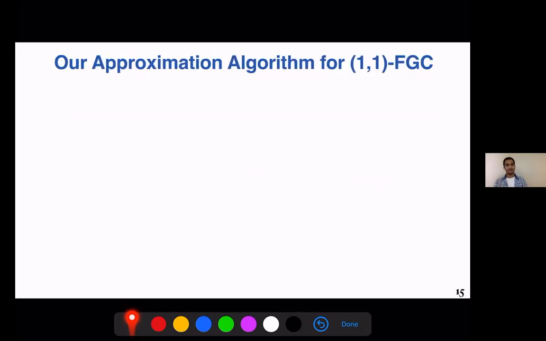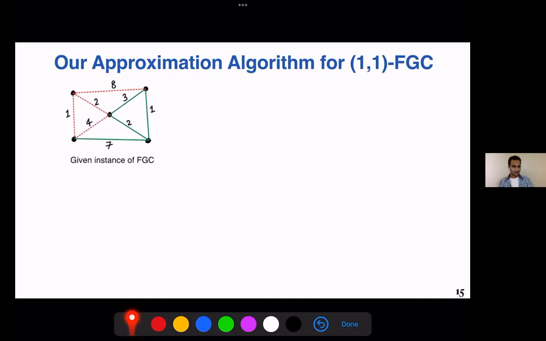Now I'll describe the actual algorithm that we use for 1,1 FGC. I'm going to present the entire algorithm and its analysis using pictures. So let's say we are given an instance of FGC, which is shown here. Recall that I use solid green edges to denote safe edges, and I use dashed red edges to denote unsafe edges. The labels represent the cost of that edge.